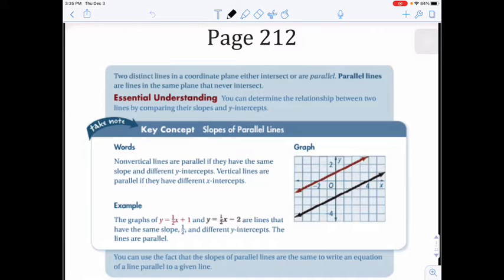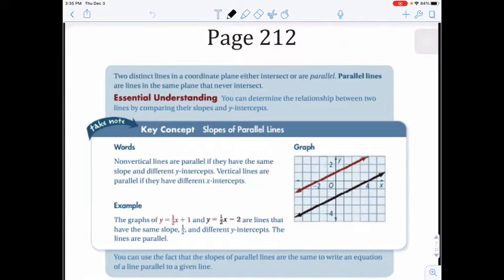Parallel lines are lines in the same plane that never intersect. You can determine the relationship between two lines by comparing their slopes and y-intercepts. Non-vertical lines are parallel if they have the same slope and different y-intercepts. Vertical lines are parallel if they have different x-intercepts.